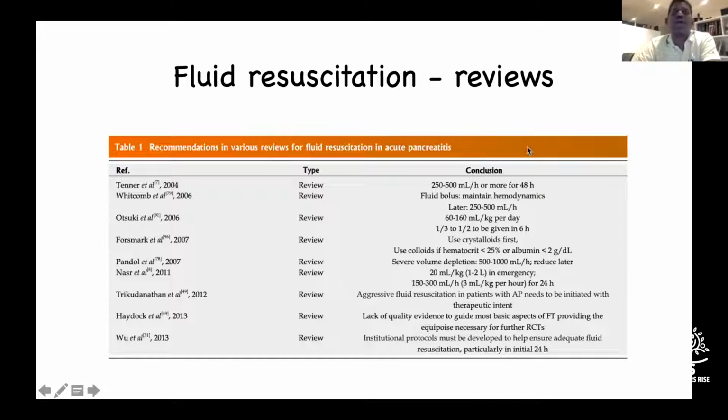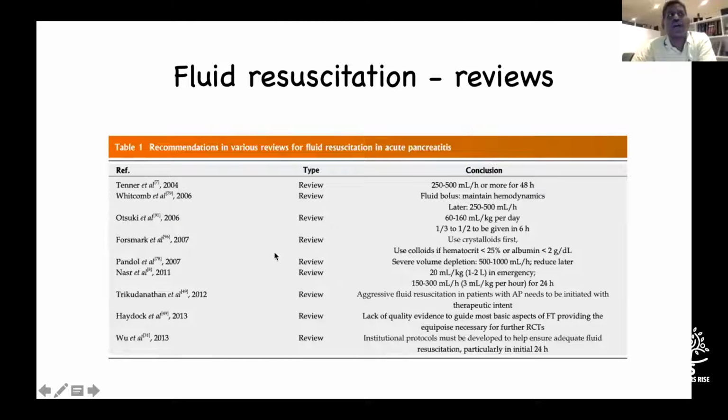Now, Whitcomb was the first one to use the fluid bolus to maintain hemodynamics. And later, he also followed the same tenet of using 250 to 500 ml per hour resuscitation. The actual fluids given at that time is extremely high.